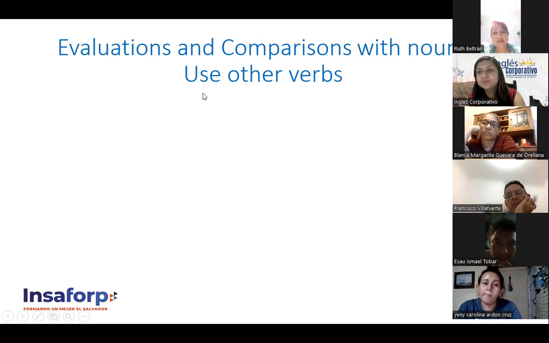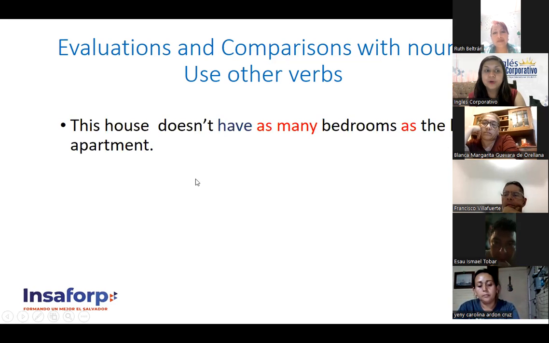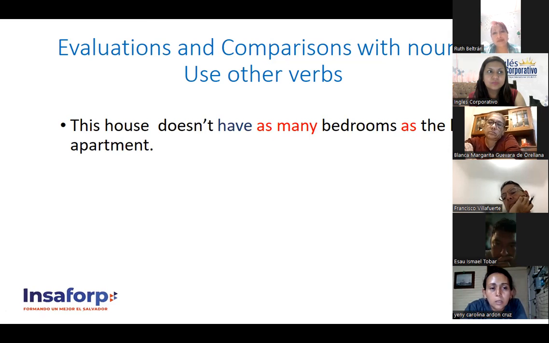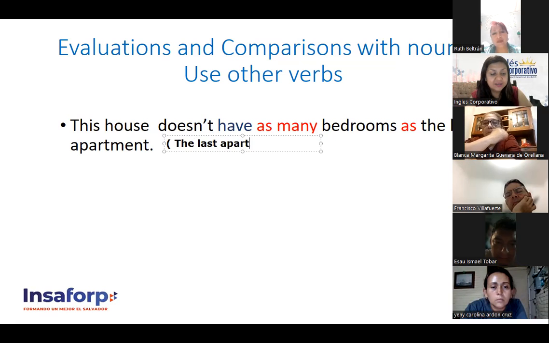With nouns, we use other verbs, not the verb to be. Another verb. For example, this house doesn't have as many bedrooms as the last apartment. So what happens with the last apartment? It means that the last apartment has more. More bedrooms, right?